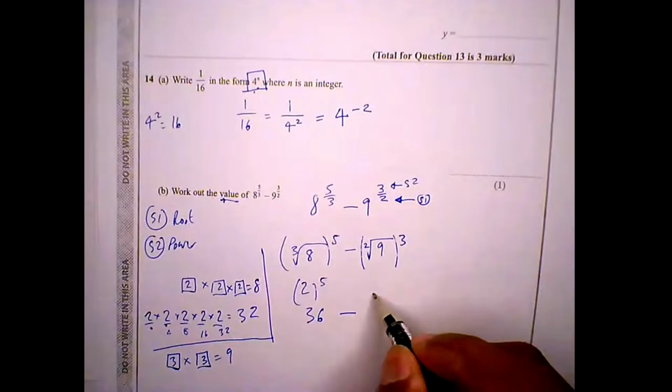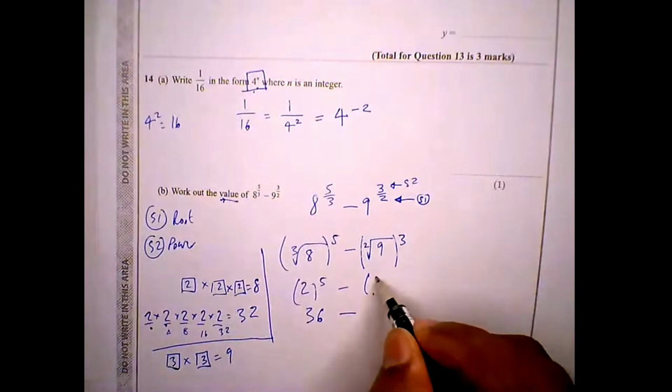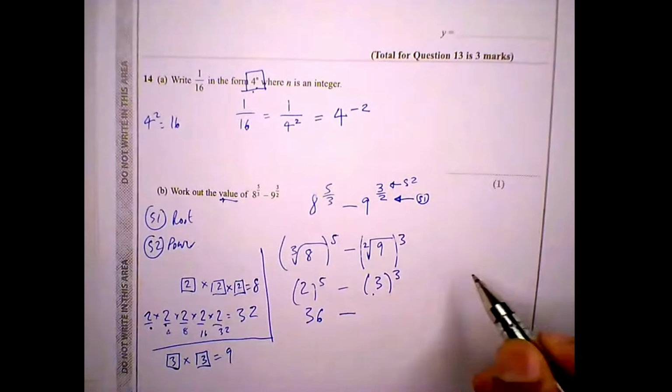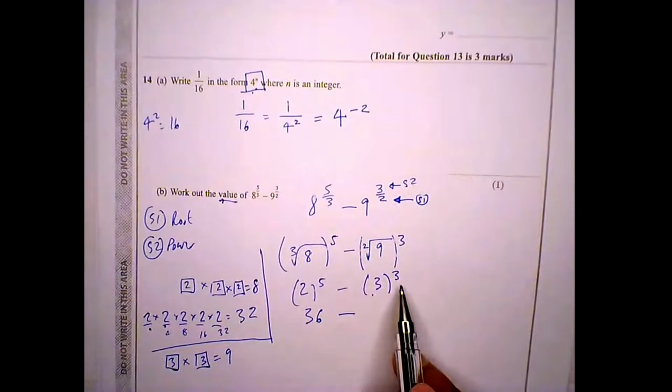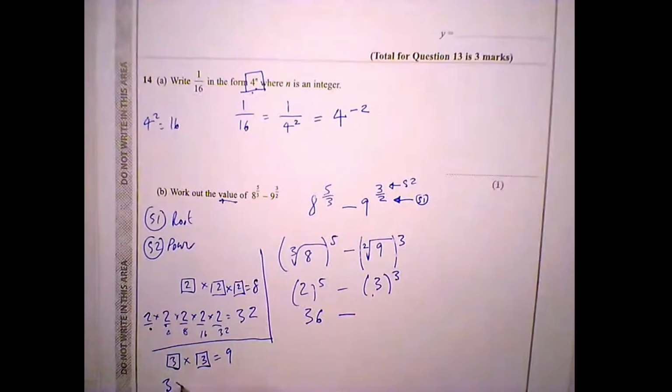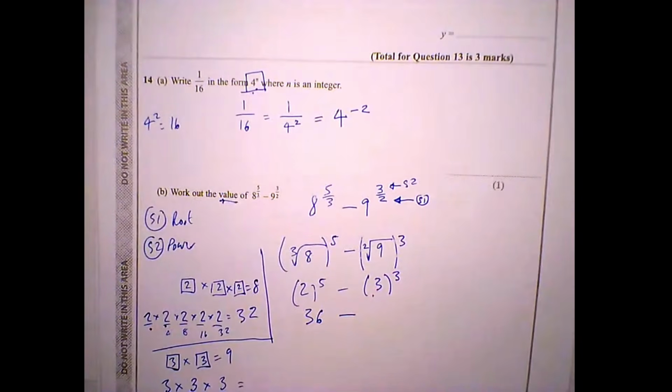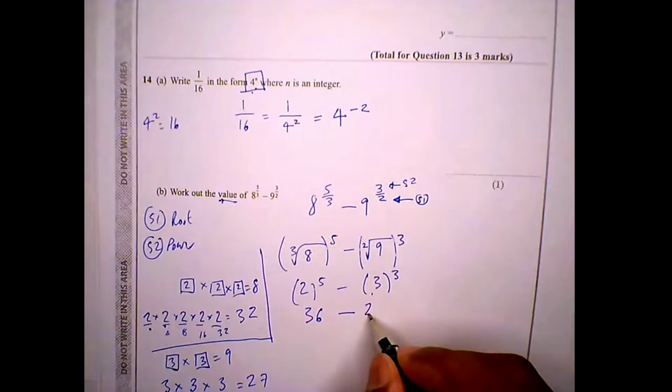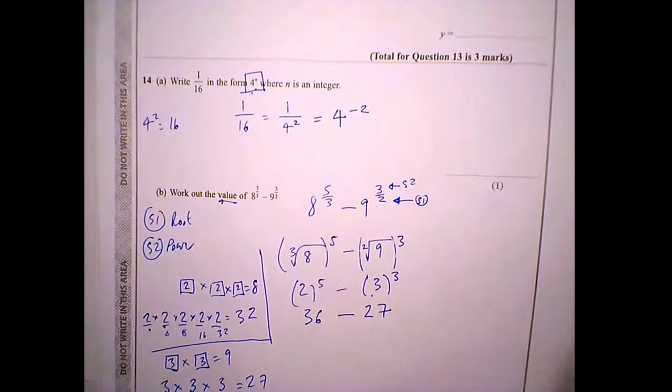So this is 3 to the power 3. So again, 3 multiplied by itself 3 times. Once, twice, 3 times. 1, 2, 3. 3 times 3 is 9, times 3 is 27. You should be mastering this, and hopefully you're doing this very, very quickly now.